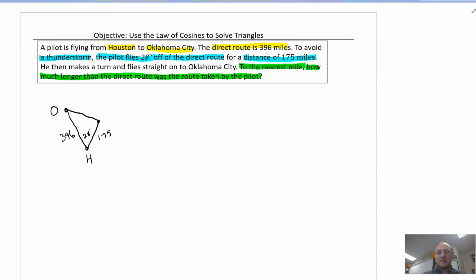So they want to know how much longer. We need 175 miles plus this given route here, which I'll call little h. I have to add those together and then take those away from 396. So I have to find h. Now, it's not a right triangle. I don't know that, it could be, but doubtful. And I don't have a matching pair in sides. So we're going to have to find h using the law of cosines.